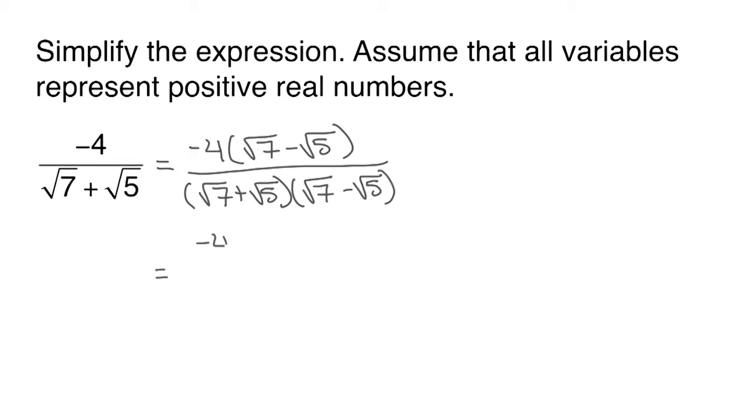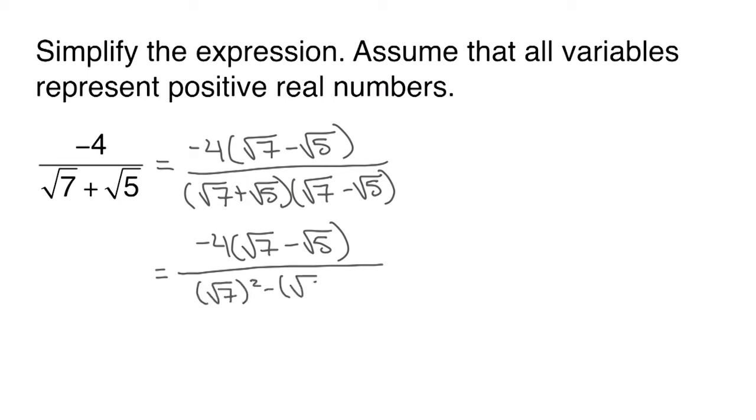Simplifying, we have -4 times the square root of 7 minus the square root of 5. And in the denominator, we have the square root of 7 plus the square root of 5 times the square root of 7 minus the square root of 5. And thus, we have the square root of 7 squared minus the square root of 5 squared. Simplifying in the denominator further, our numerator is still -4 times the square root of 7 minus the square root of 5. And in the denominator, we have 7 minus 5, which is 2.